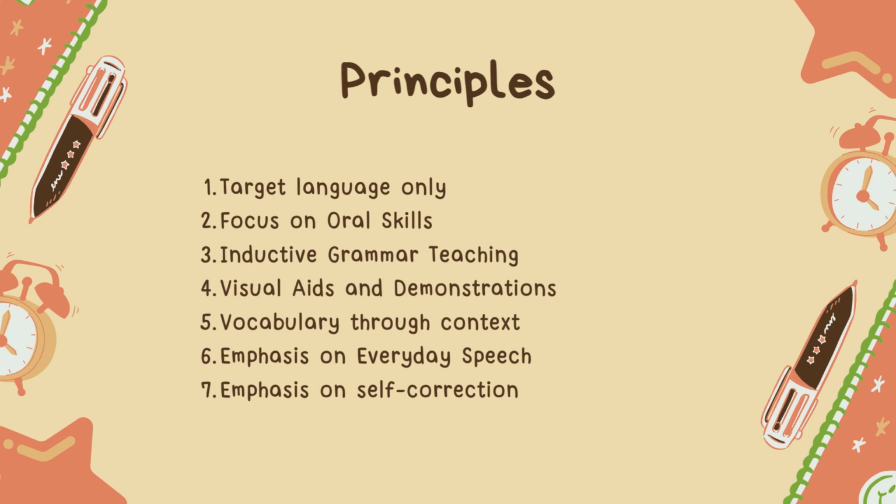Third, inductive grammar teaching. Grammar is taught inductively. Instead of explicit grammar rules, students infer rules from the context of the language used. Fourth, visual aids and demonstrations. Objects, pictures, and actions are used to make meaning clear, facilitating understanding without translation. Fifth, vocabulary through context. Vocabulary is introduced and practiced within sentences. Contextual use is emphasized over isolated word lists.